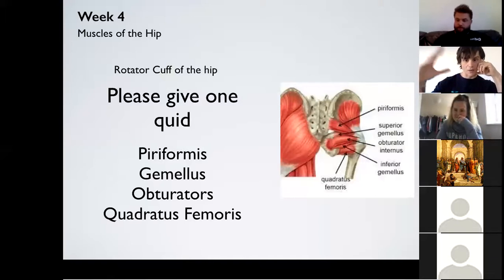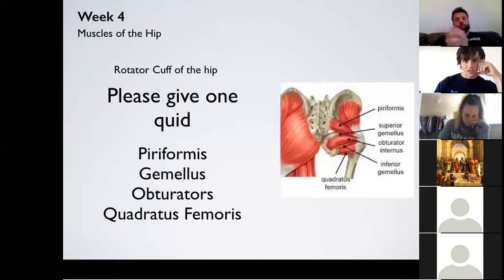So all of these help different portions of external rotation, which is what we need for different portions of hip flexion and abduction, external rotation. So if you want to remember those, I've said, just remember, please give £1, and then you've got those remembered. But with the gemellus and obturators, there are two variations: superior and inferior, and an externus and internus. The externus is anterior, the internus is posterior.